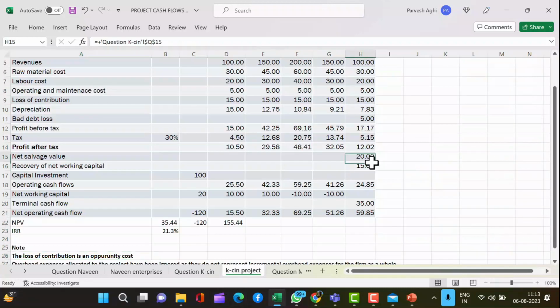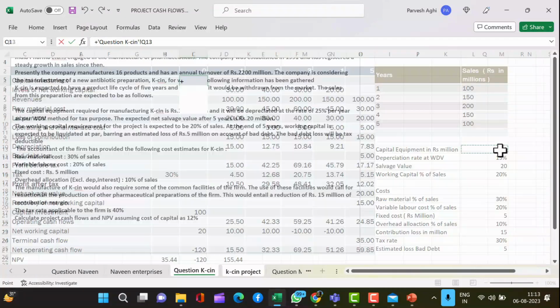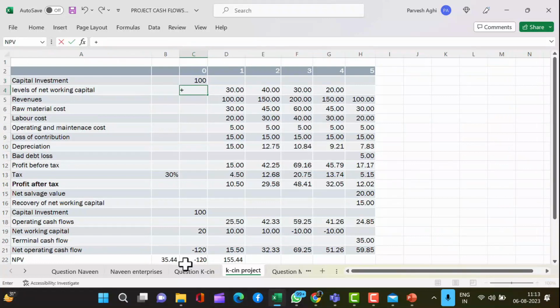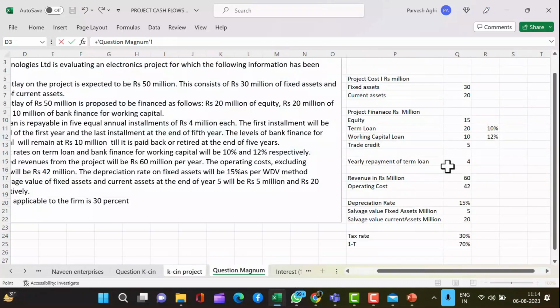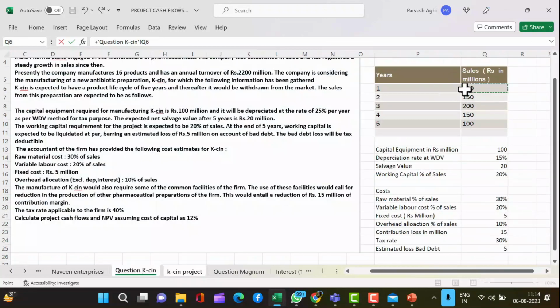Okay, fine. First, I'm going to put the capital equipment, bringing it from here. Is that okay? And the level of working capital will come from this. So working capital क्या है? This is basically the sales into 20% of sales, into the percentage. Where is the working capital? This.